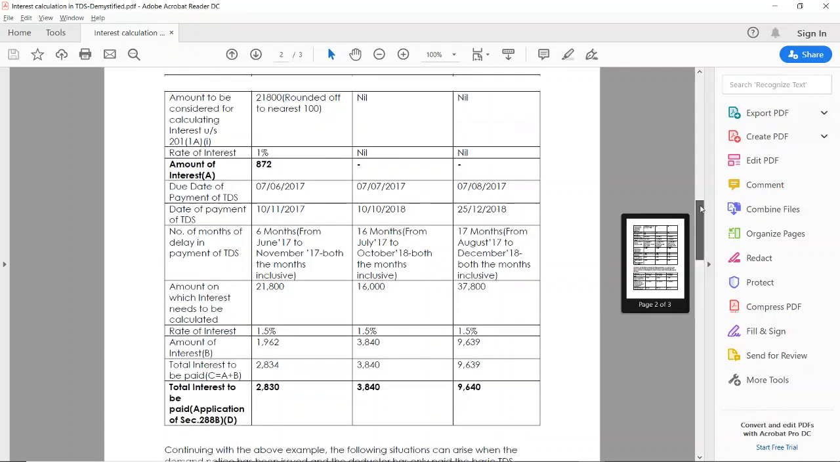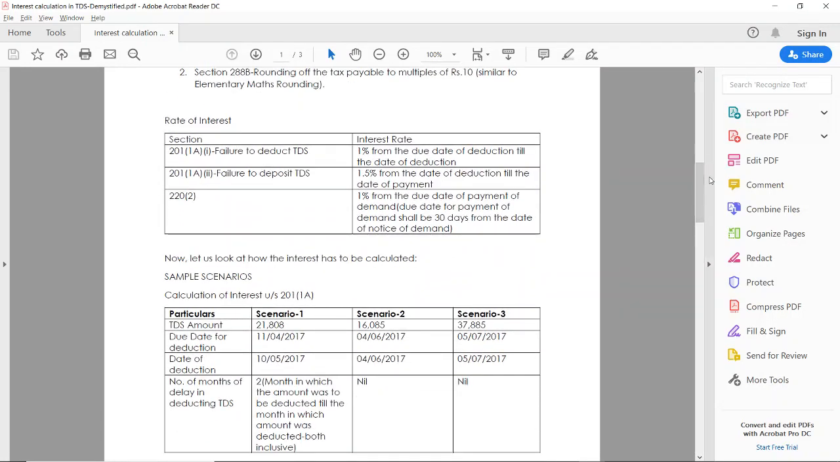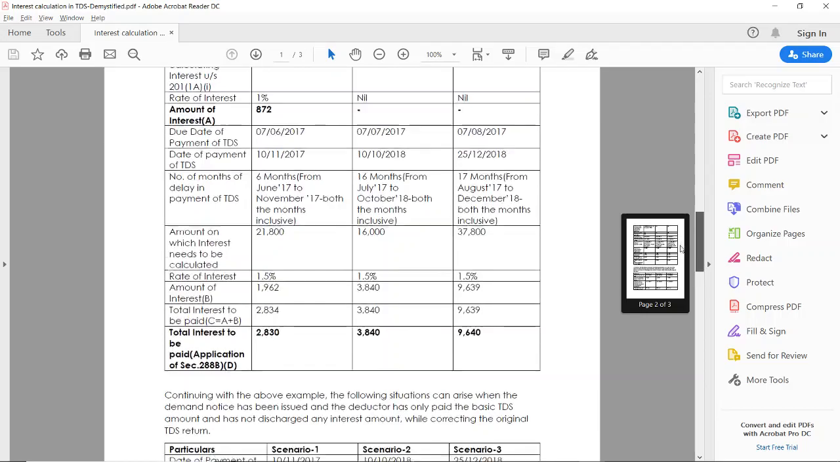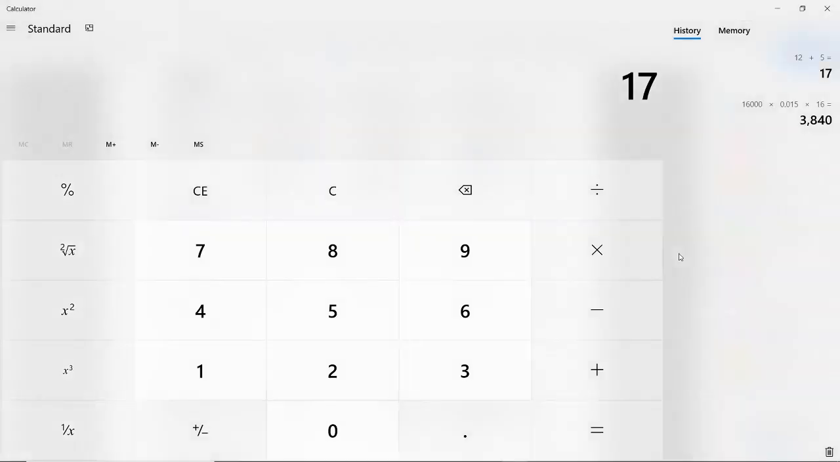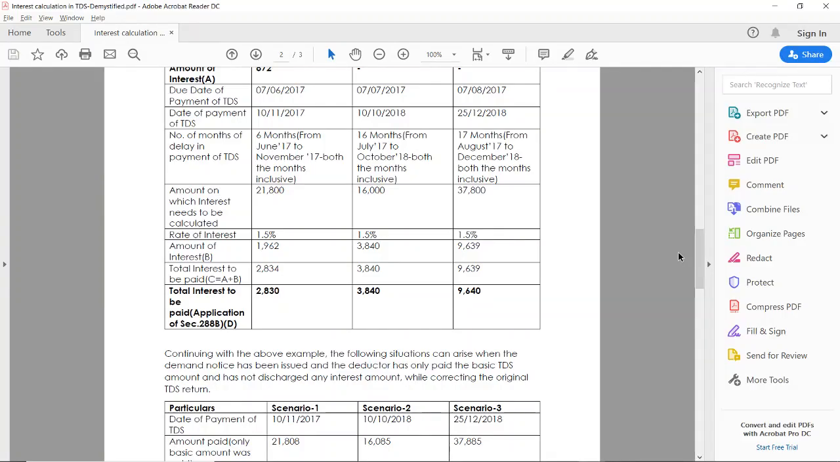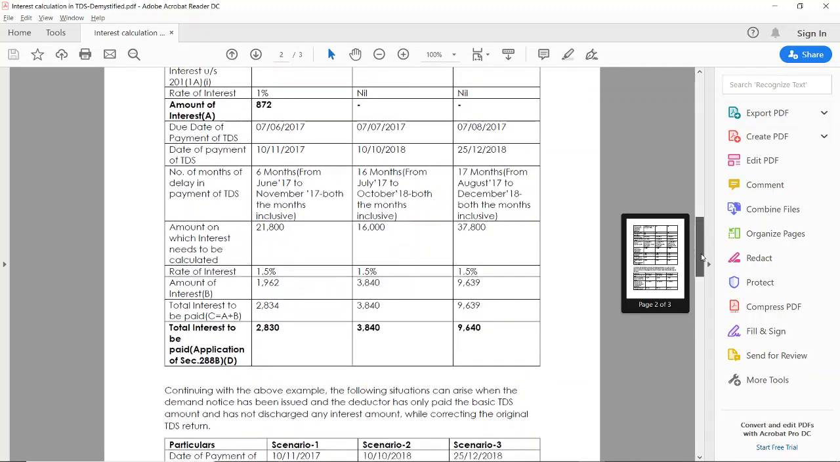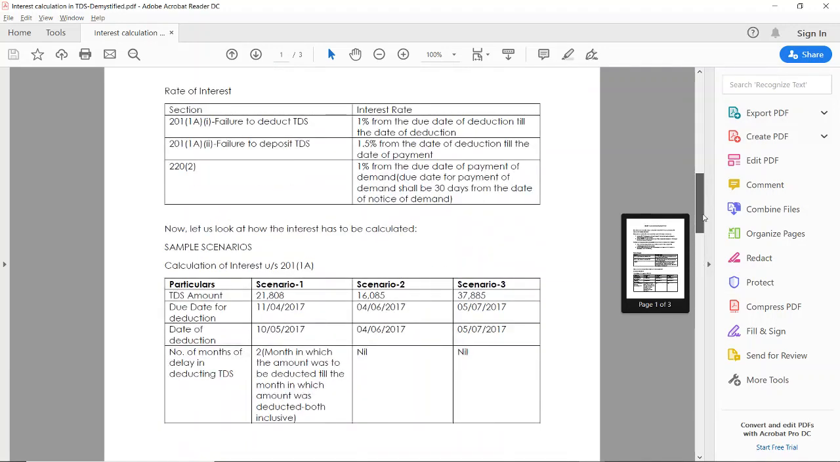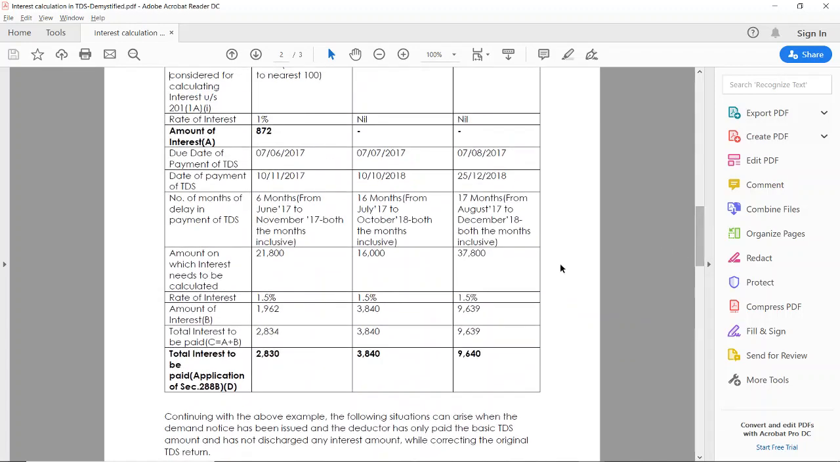If you look at the default amount, it is 37,885. It will have to be rounded off to 37,800, times 17, times 1.5%. So we will get an amount of 9639 that has to be paid. Now the total interest that has to be paid is obviously 201A subclause 1 plus 201A subclause 2, which would be 2834 in the case of scenario 1.